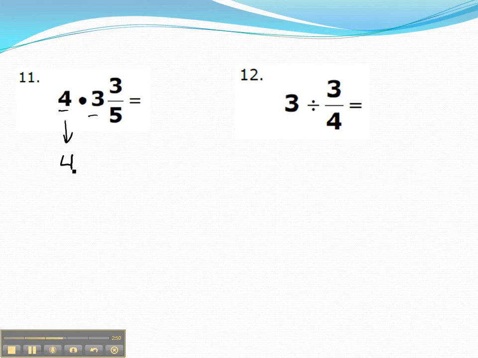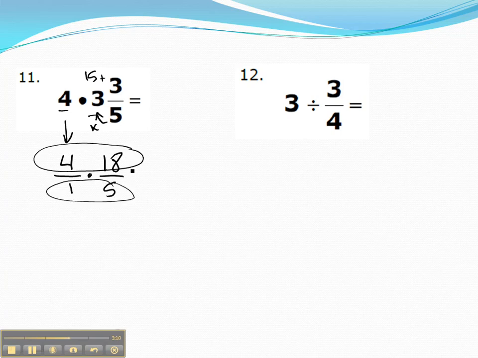4 as an improper fraction is 4 over 1. 4 divided by 1 is still 4, so I haven't changed the value. I've just expressed it as an improper fraction. We're going to multiply that times this mixed number expressed as an improper fraction. 5 times 3 is 15, plus 3 is 18, so we have 18/5. Now I can multiply top times top, bottom times bottom. 4 times 18 is 72. 1 times 5 is 5. And we can't leave it like this.